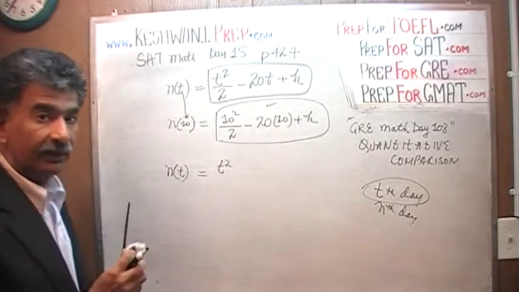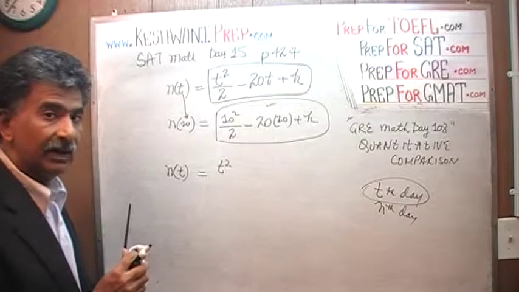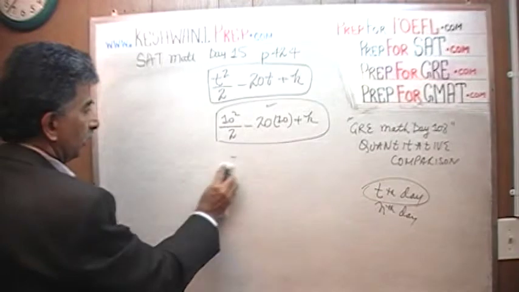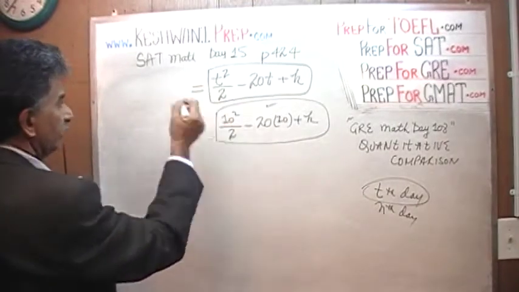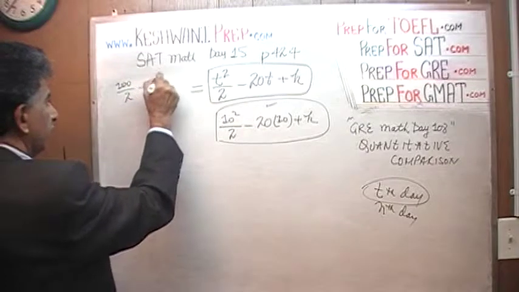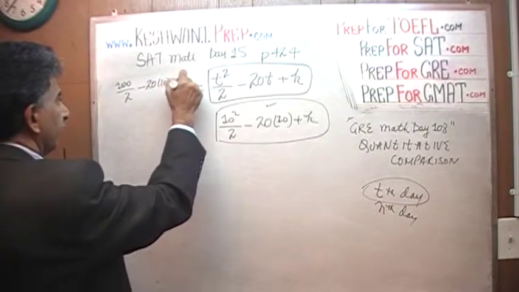Because the number of bees on the 10th day, we are asked, is the same as on what other day. So we just have to equate the two. That's it. We just have to equate. This quantity has to equal this quantity. 100 over 2 minus 20 times 10 plus the k. That's it.